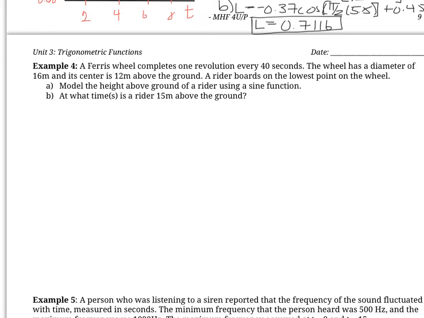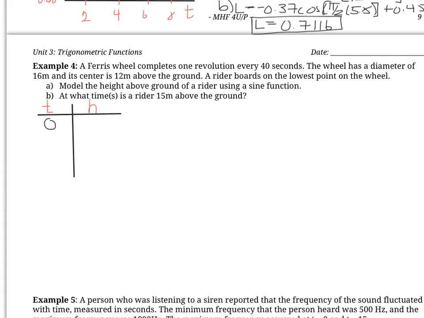So first thing I'm going to do is make a quick t-table. On one side, that's our x value. We're going to measure time in seconds. So I'll just put t, time in seconds. And the other side, our y value, our dependent, is our height in meters. So do we know anything about our time and our height? Well, we know we're going to start our experiment with a time of 0. And one thing that we know is that the rider boards on the lowest point of the wheel. So what is the minimum height?